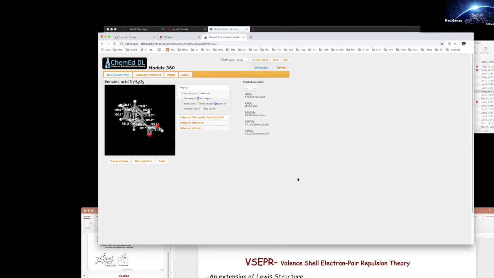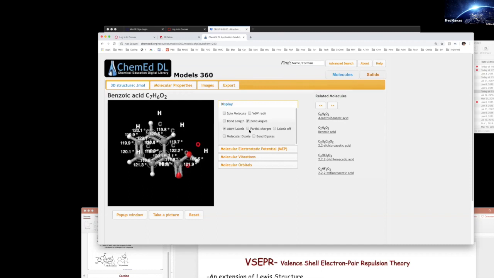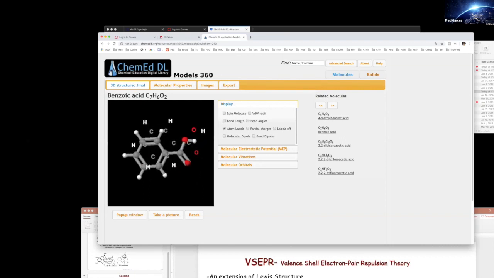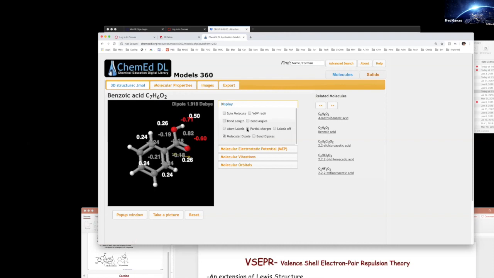See if I can blow this up. So here you can see the bond angle, hopefully. It's kind of crowded. I can label the atoms so I know what atoms I'm talking about here. I can see where the partial charges are. I can remove the labels, but more importantly, I can look at the molecular dipoles. And the molecular dipole tells me where the concentration of the electron density is found. That's the molecular dipole.